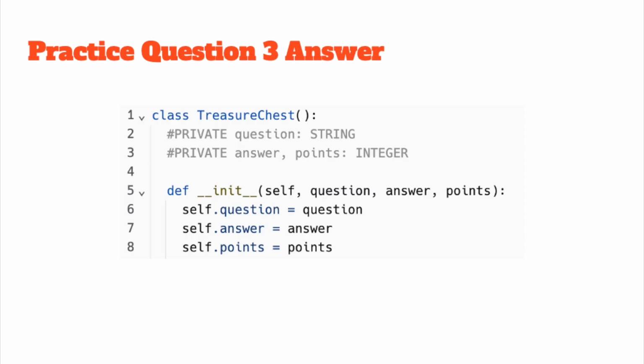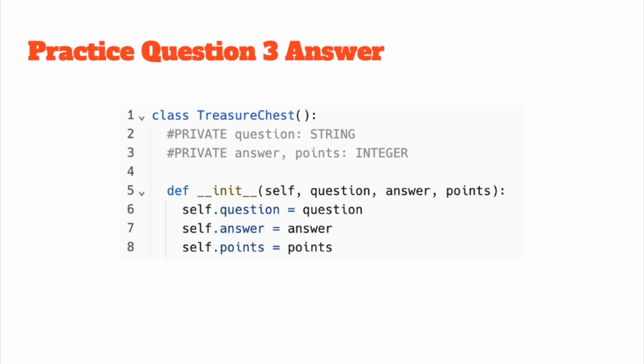We've got the class TreasureChest. We've got question as a private string, answer and points as private integer. We're going to define the constructor with 2 underscores because they want to keep it private. It's going to have those 3 parameters, question, answer, points, and it's going to refer to self.question, and self.question is going to be question, self.answer is going to be answer, self.points is going to be points. And that's all we need to do.